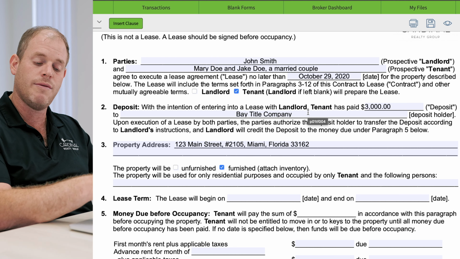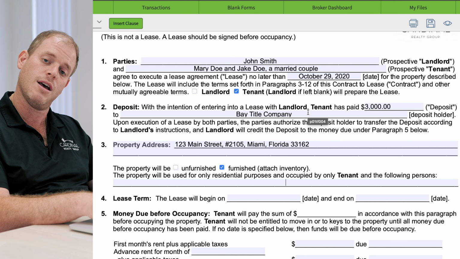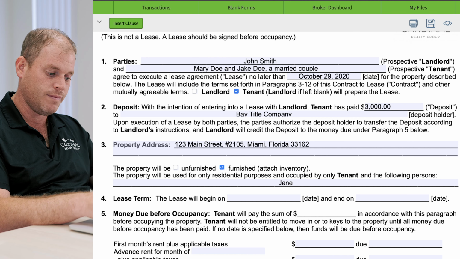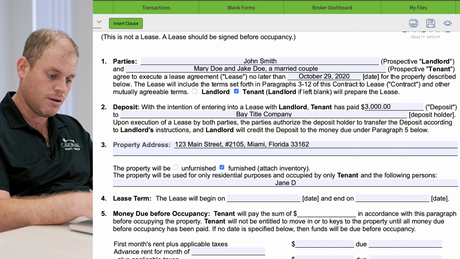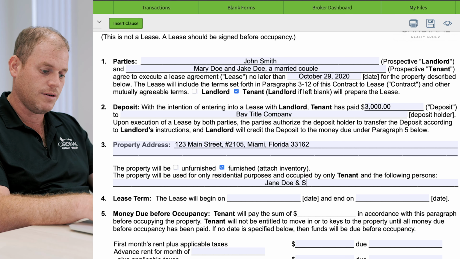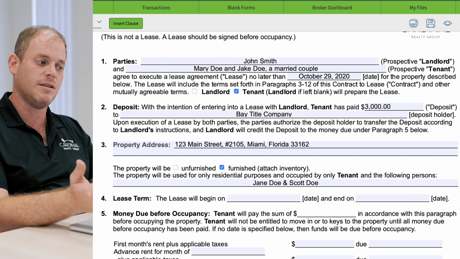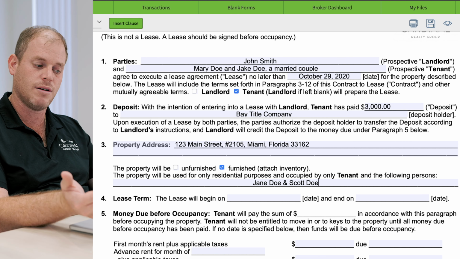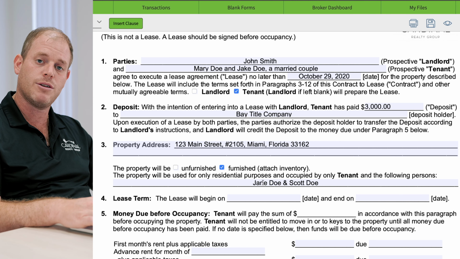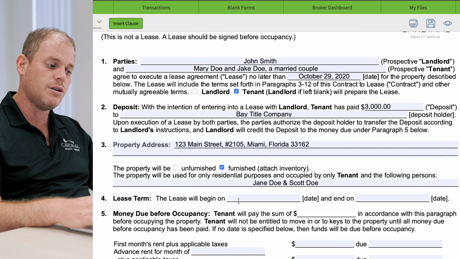So who's going to be living here? Well, we're just going to make this disclosure now so that there's no issues down the road with the landlord. We're going to put Jane Doe, and Scott Doe. All right, Jane is Mary's sister, and Scott is Mary and Jake's son. Okay, so we are including them here because we want to make sure that they have full access and full rights to the premises.